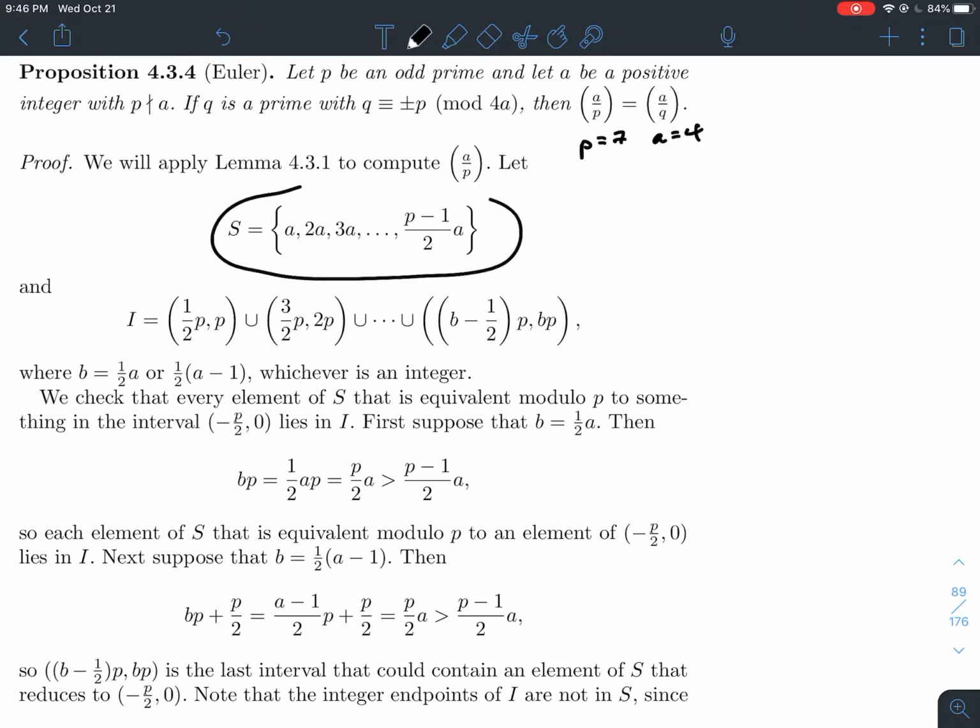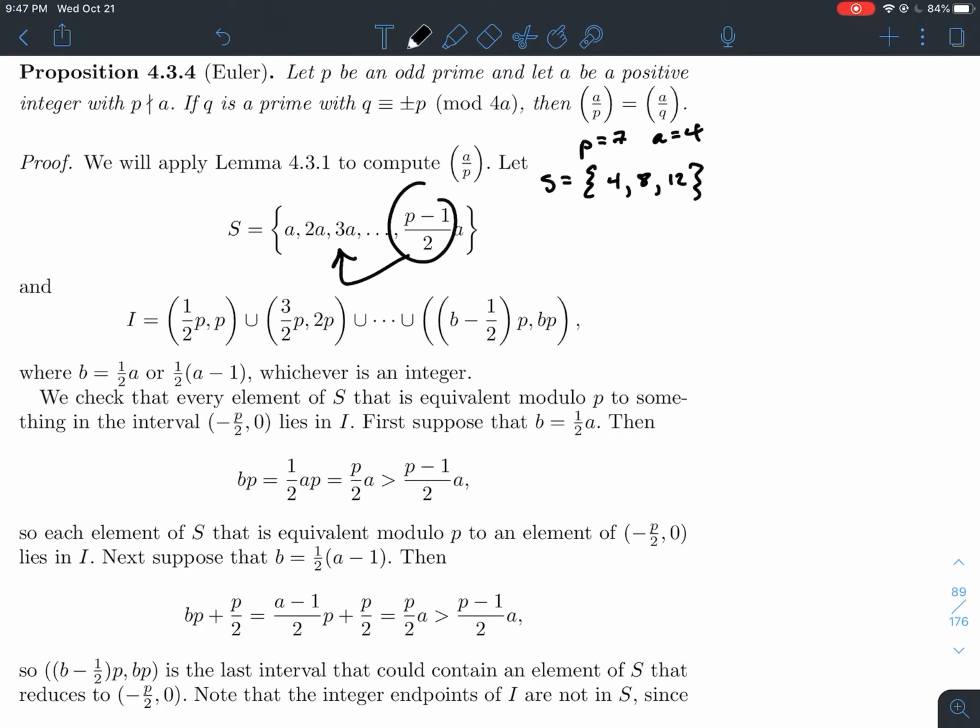Then I want to construct this set S now, and I'm only supposed to take the first (p minus 1) over 2 multiples of 4. And in my case, (p minus 1) over 2 would be 3. So in my case, my S is just going to be the integers 4, 2 times 4, which is 8, and the last one, 3 times 4, which is 12. So my S is just that. I'm going to hold on to that.